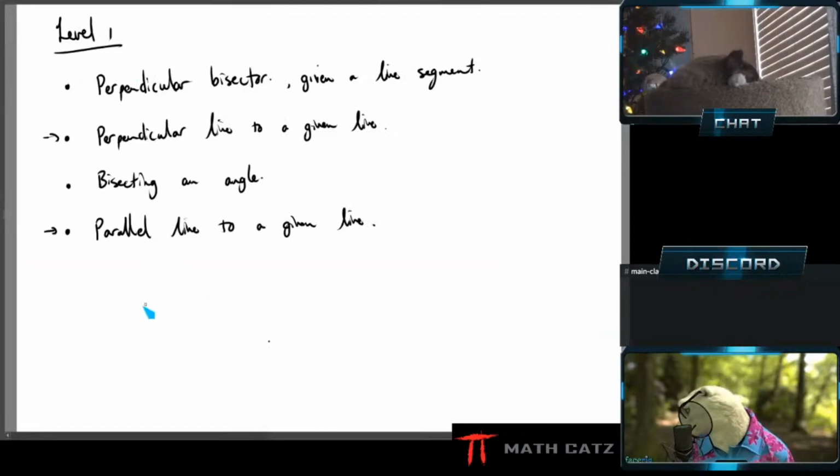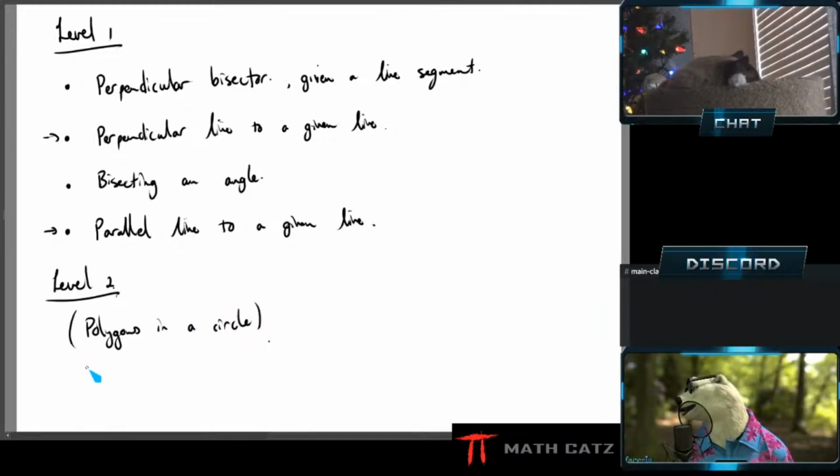Same thing now happens when I do my, so I'll say here level 2. We've done previously polygons in a circle. We've done circumscribing a circle. We've done inscribing a circle.